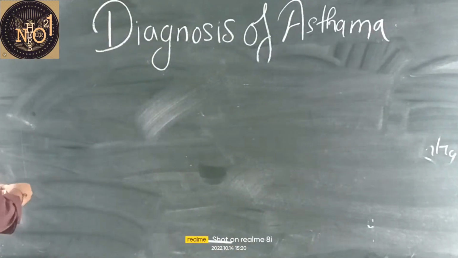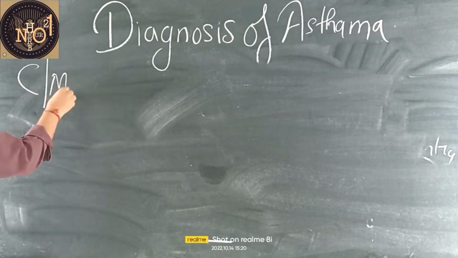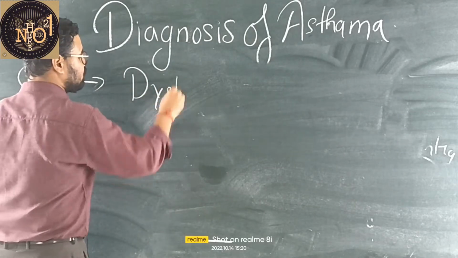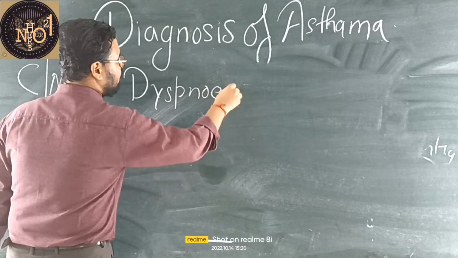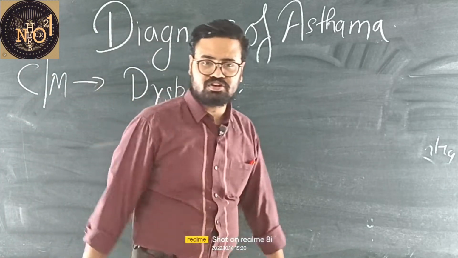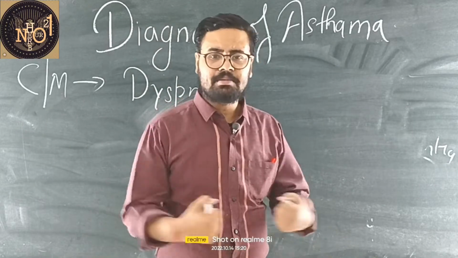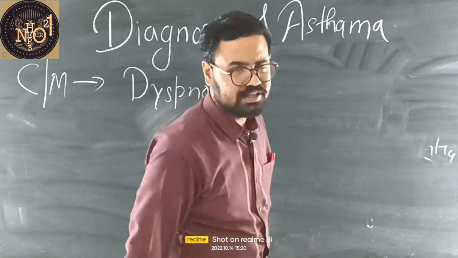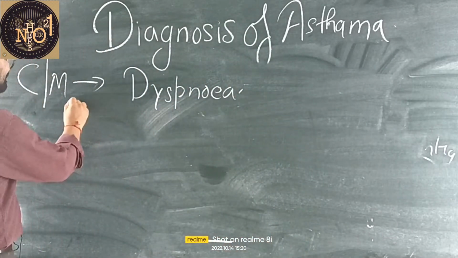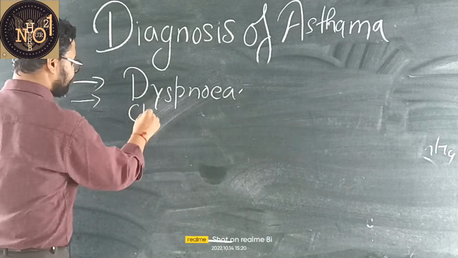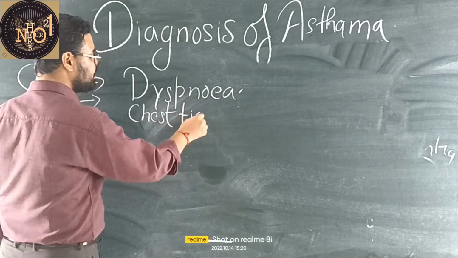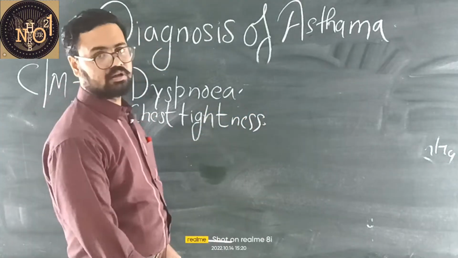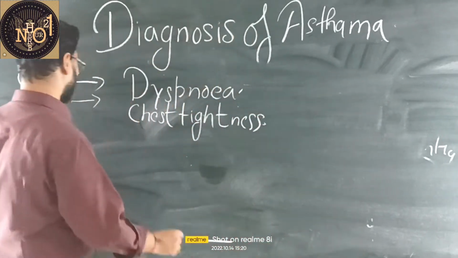The clinical manifestation of an asthmatic lung was dyspnea. Why dyspnea? Because of the bronchoconstriction. Due to histamine release, bronchoconstriction was occurring, and due to this bronchoconstriction, difficulty in breathing is called dyspnea. The next clinical manifestation was chest tightness. The patient will complain that his chest is tight during inspiration.